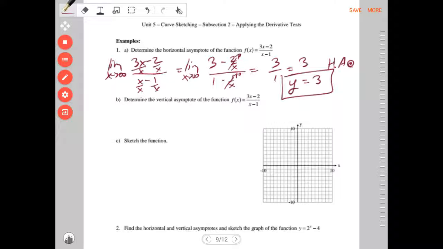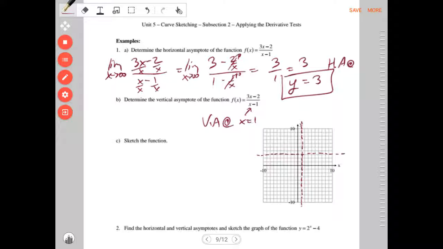Okay, B, determine the vertical asymptote of this function. Remember, the vertical asymptote is when the bottom equals 0. So the vertical asymptote is at x equals 1. That's when the bottom equals 0. So we have a vertical asymptote at x equals 1, along this line. We have a horizontal asymptote at y equals 3, so that's this line. And now we have to sketch the function. So where does it swoop and stuff like that?